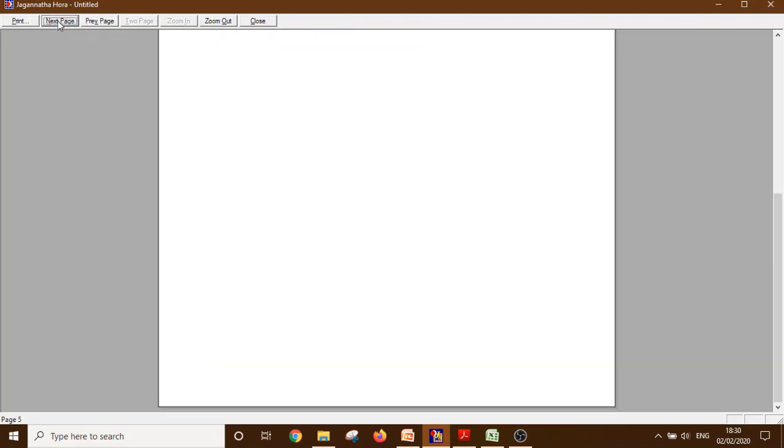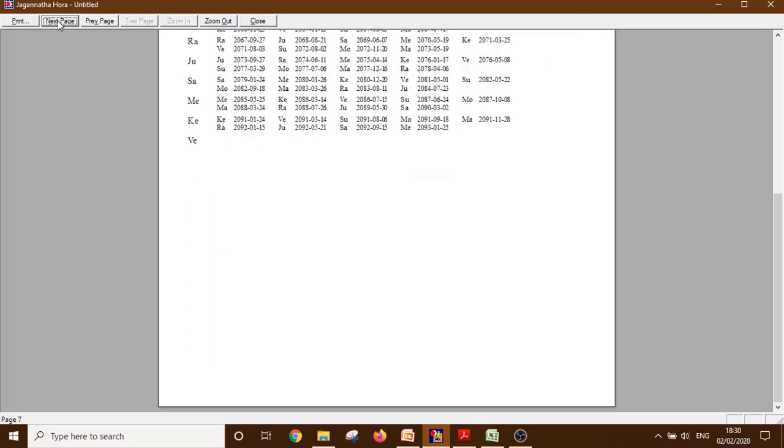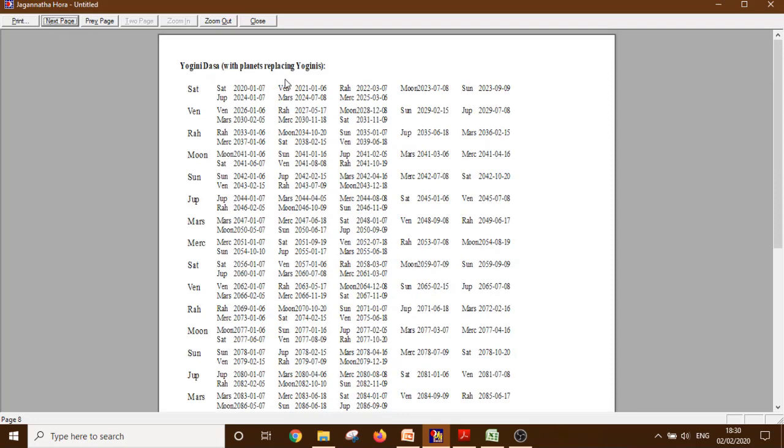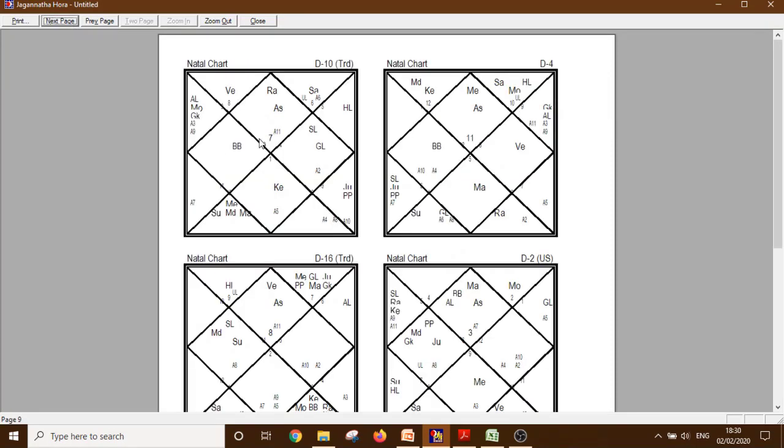So I'm going to the next page. Again, this is the dasha system, all the different dasha systems. You can see the Yogini dasha system. Okay, so these are all divisional charts. Divisional charts are very important. The way they are used is when you are looking for a certain aspect of an individual.